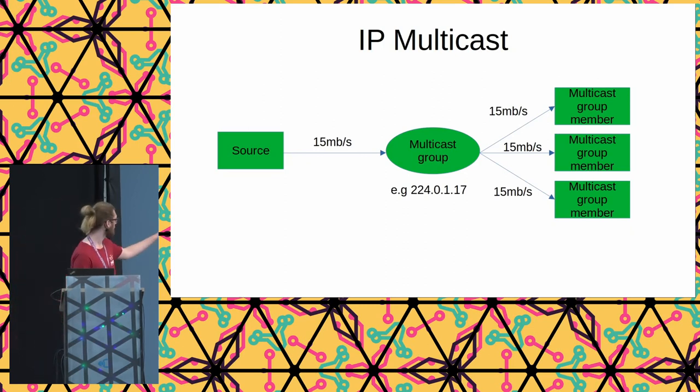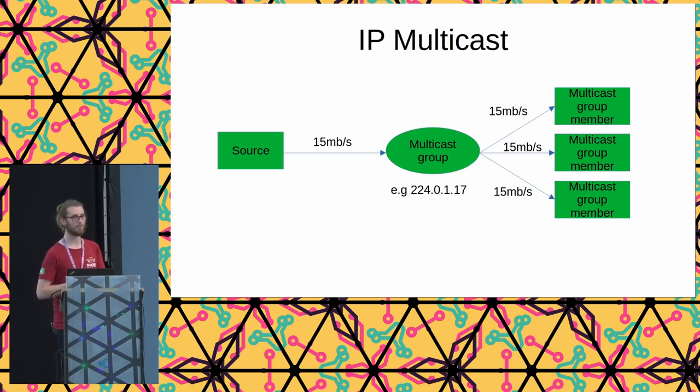So we've solved our problem of the source transmission bandwidth, because the source just sends it into the network, and then it's the network's job, so the switches in the network, to understand who is part of this multicast group and who wants this network traffic, in our case, audio.